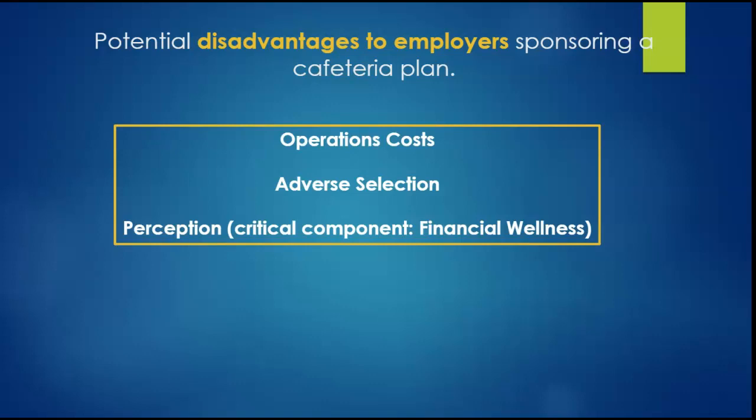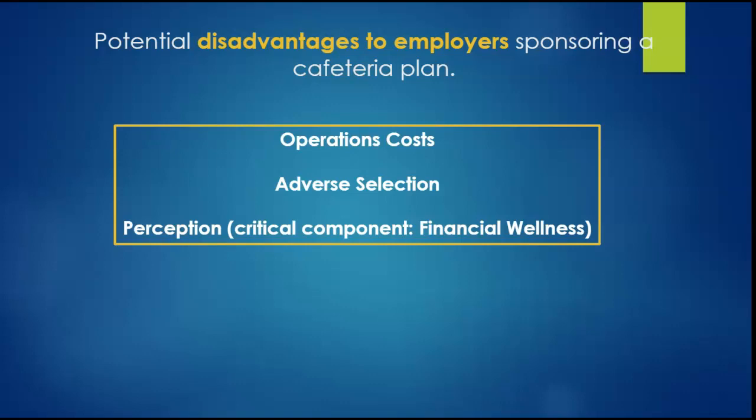Adverse selection becomes a greater risk simply because unhealthy employees can select the most comprehensive insurance coverage, and more healthy participants can select the minimum health care coverage. So this can lead to an overall increase in the cost of the health care plan itself.